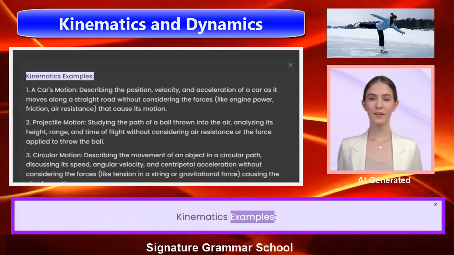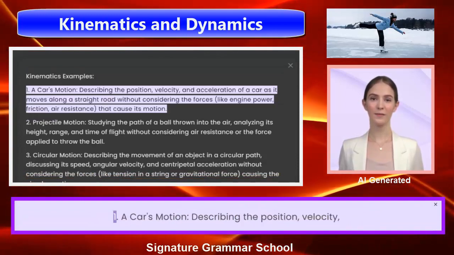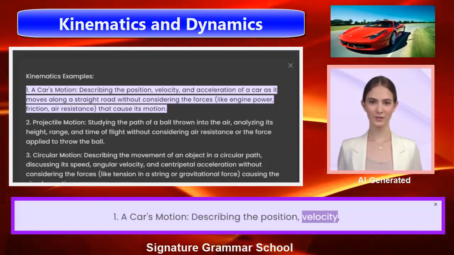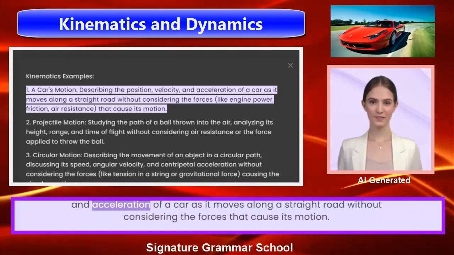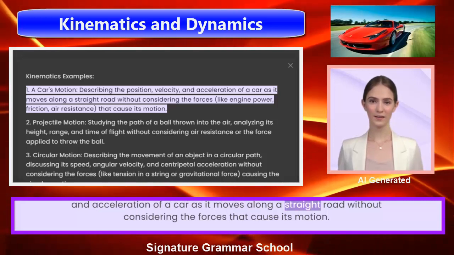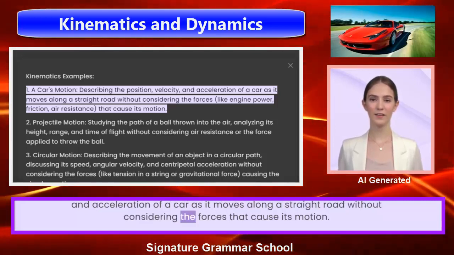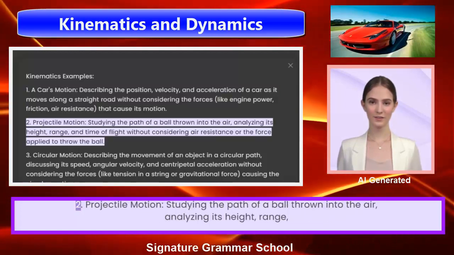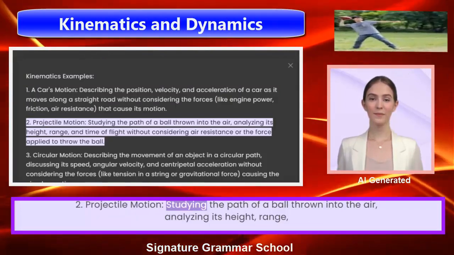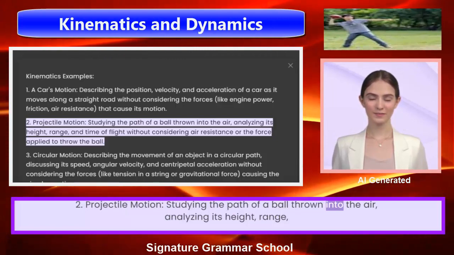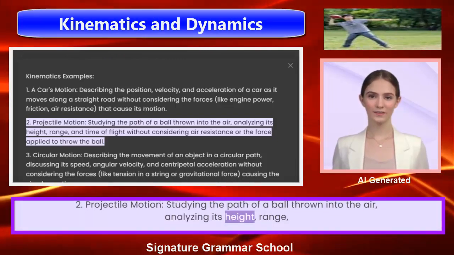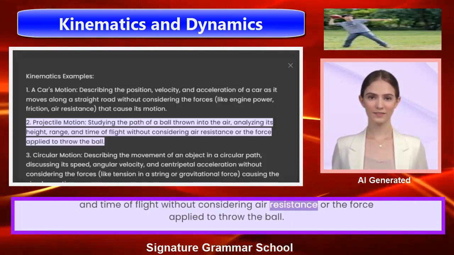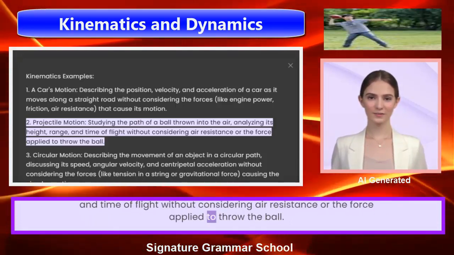Kinematics examples. 1. A car's motion, describing the position, velocity, and acceleration of a car as it moves along a straight road without considering the forces that cause its motion. 2. Projectile motion, studying the path of a ball thrown into the air, analyzing its height, range, and time of flight without considering air resistance or the force applied to throw the ball.